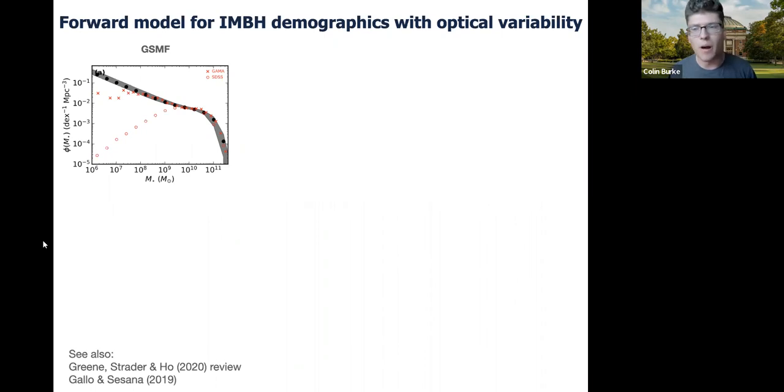So we're starting from the starting point, which is the galaxy stellar mass function. This is the galaxy stellar mass function from GAMA observations, and I think also constrained using COSMOS imaging. These are the best constraints in the literature, and I'm plotting the GAMA data here in red.